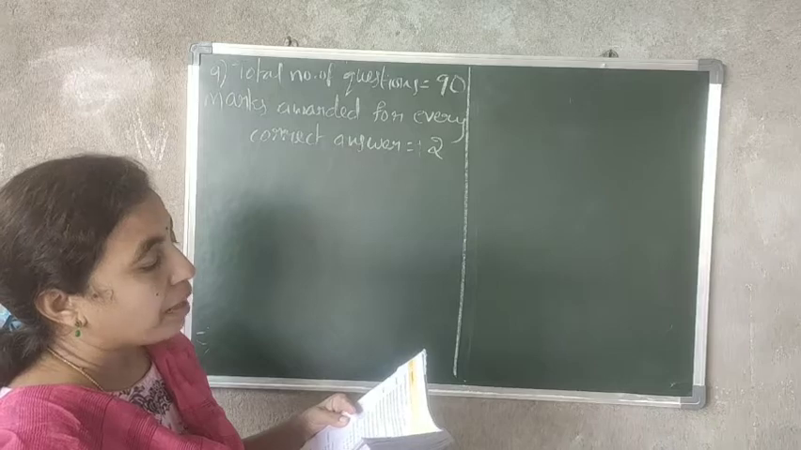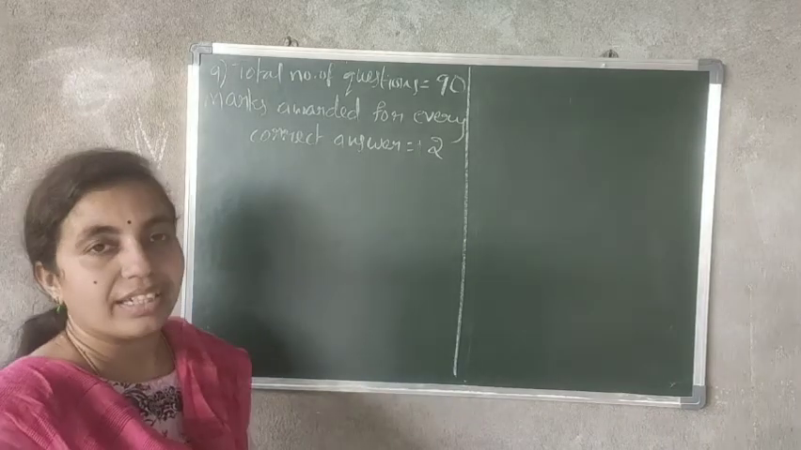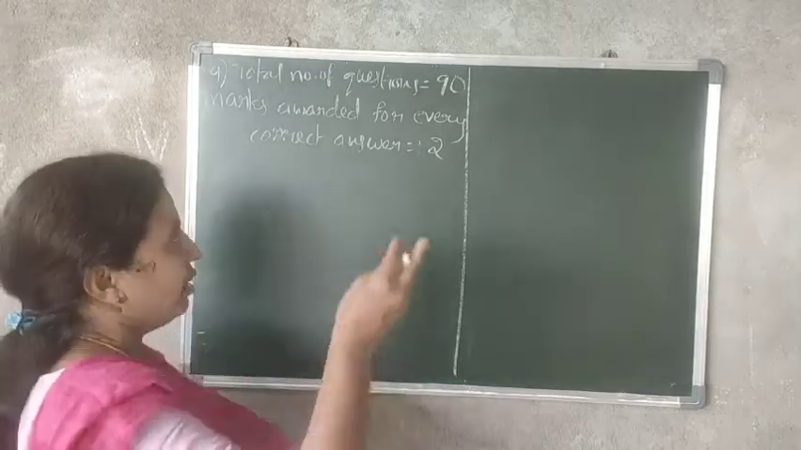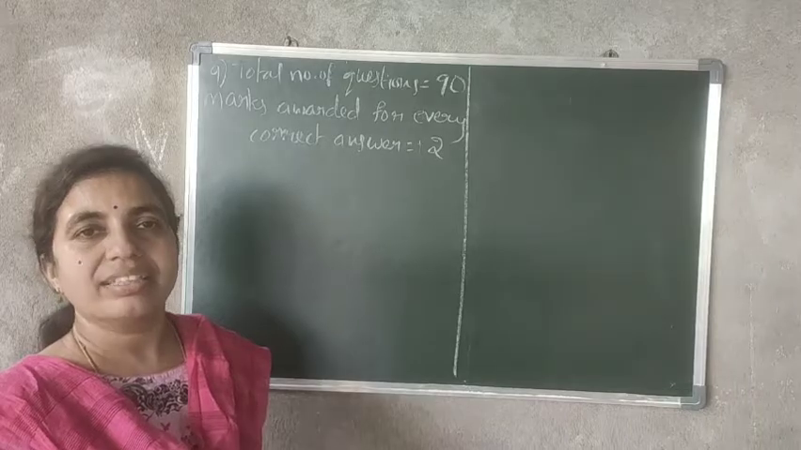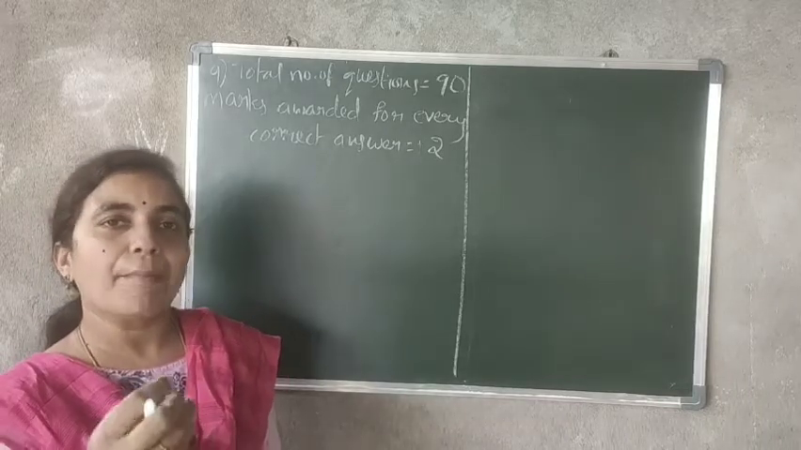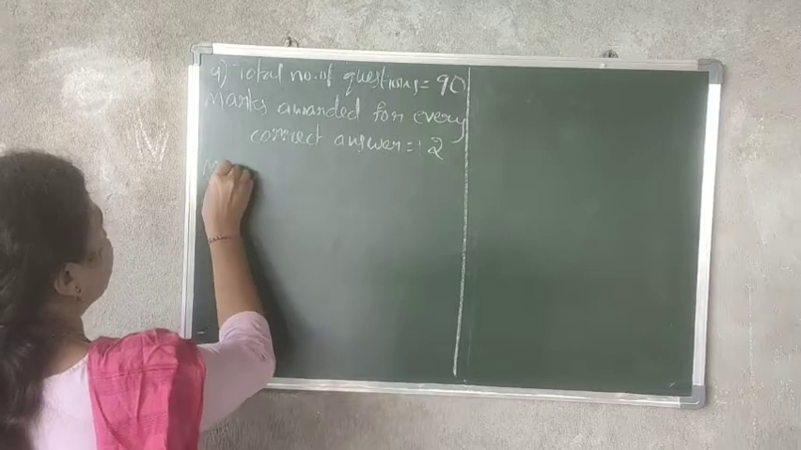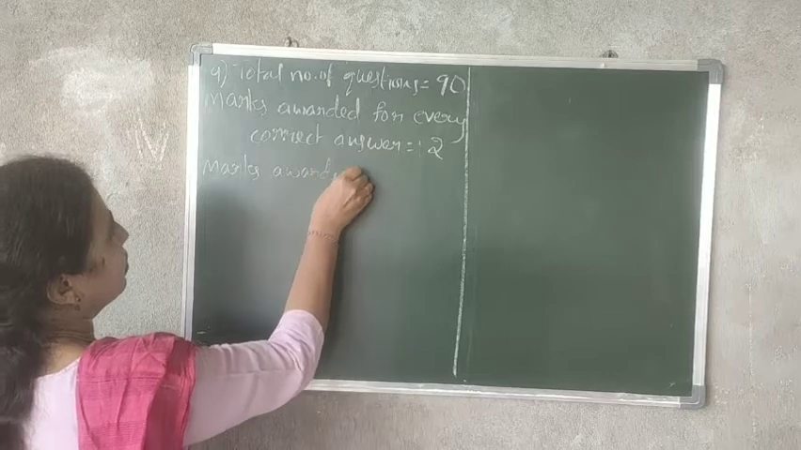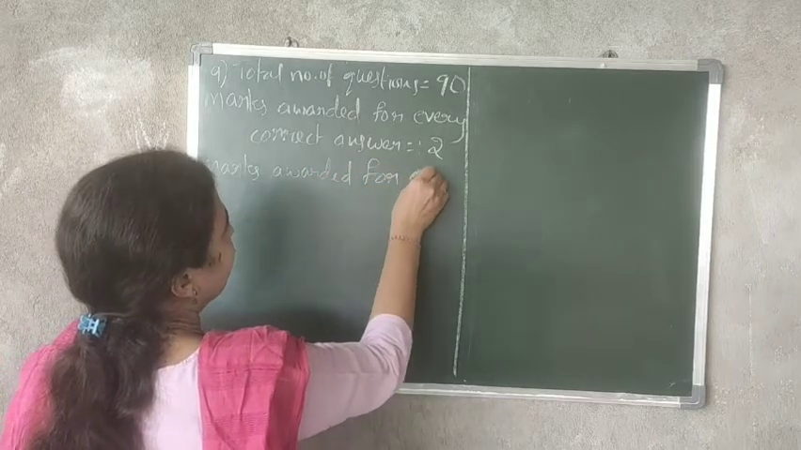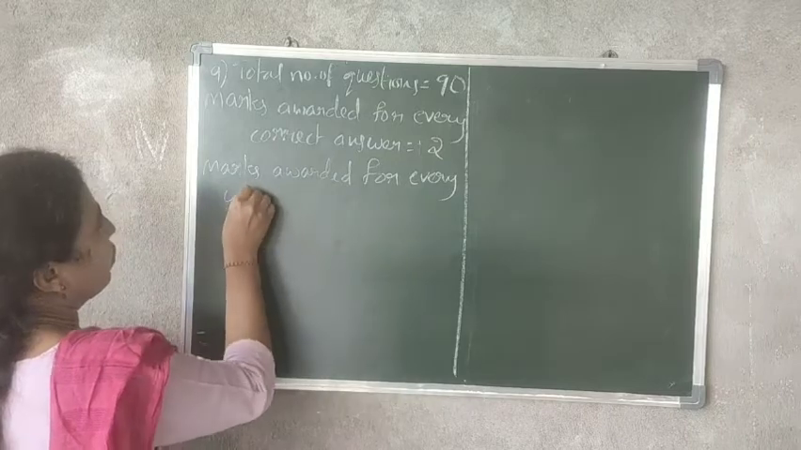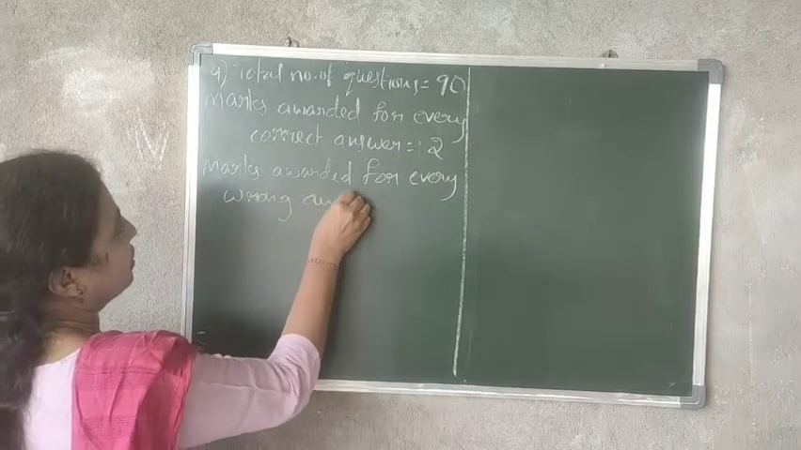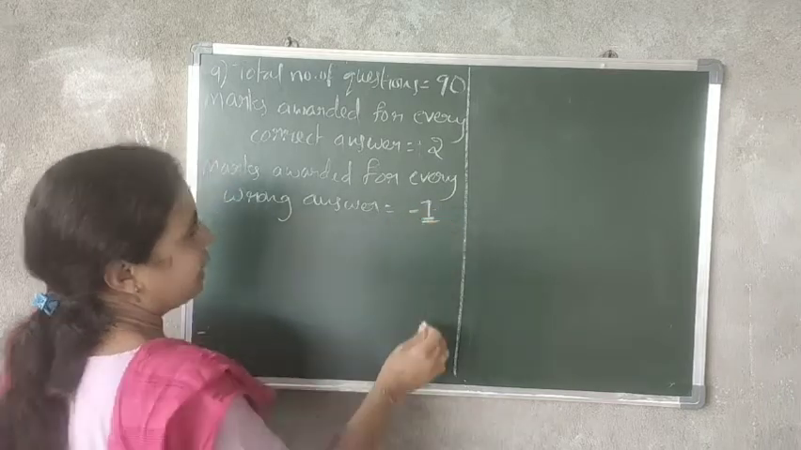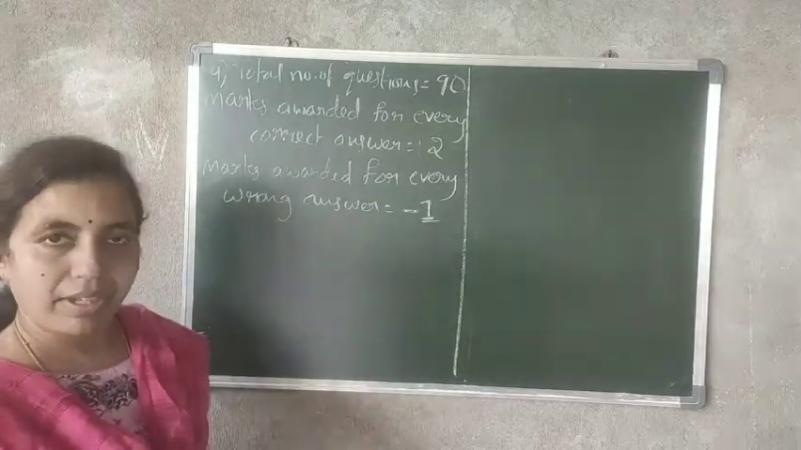Then 1 mark is deducted for every wrong answer. See, 1 mark is deducted means minus 1. Here for correct answer we will add the marks. For wrong answer they are deducting. Deducting is nothing but minus. So marks for every wrong answer is equal to minus 1. They are deducting, no? Deducting means nothing but minus 1.